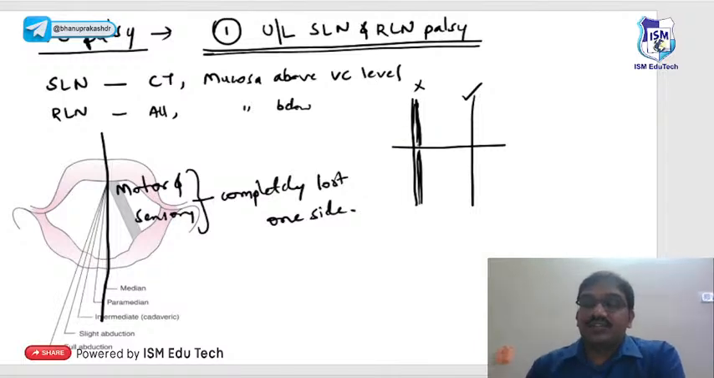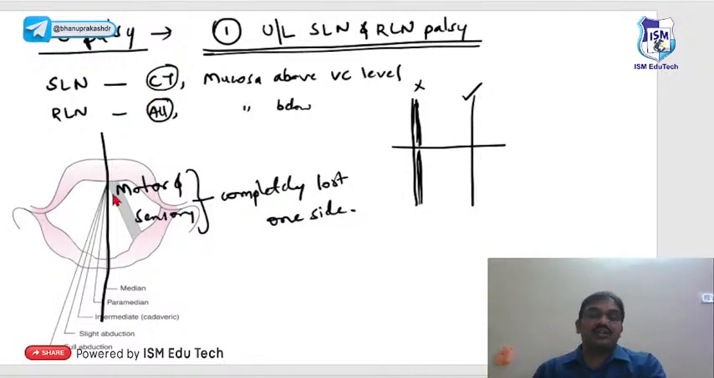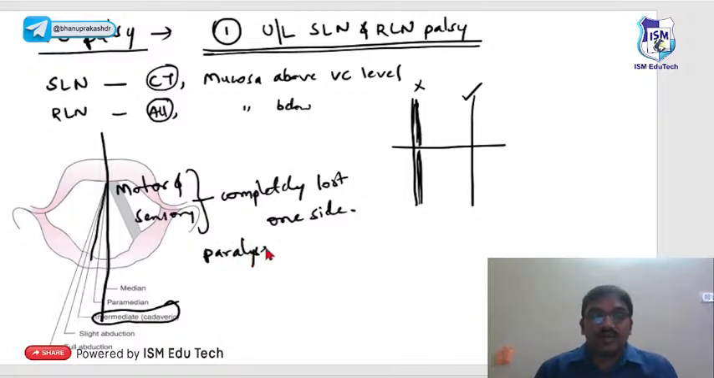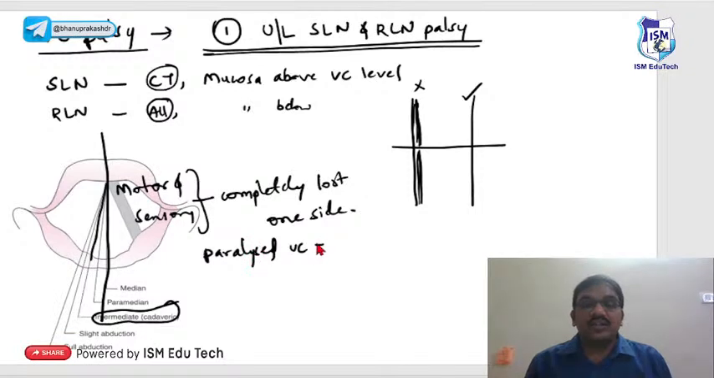So in this, what happens? All the intrinsic muscles are paralyzed, all except cricothyroid as well as cricothyroid. That means on one side, all muscles are paralyzed. So if all the muscles are paralyzed, the paralyzed vocal cord will lie in the cadaveric position, intermediate position, right? In the cadaver, everything is in paralysis, but here as one side is paralyzed, on one side the vocal cord will be lying in cadaveric position, and on the other side it will be moving normally.